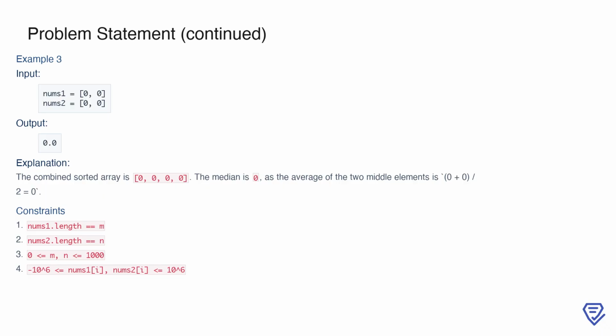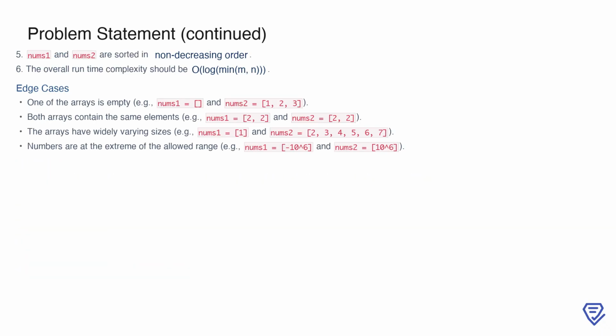Now, let's look at the constraints. The lengths of nums1 and nums2 are exactly equal to m and n, respectively. Both m and n can range from 0 to 1000, meaning one or both arrays can be empty. Additionally, the elements of these arrays can range from -10^6 to 10^6, covering a wide spectrum of possible values. The arrays nums1 and nums2 are guaranteed to be sorted in non-decreasing order. The key requirement is that the solution must meet the time complexity of O(log(min(m, n))). This means we need to find an efficient approach, especially when working with large arrays.